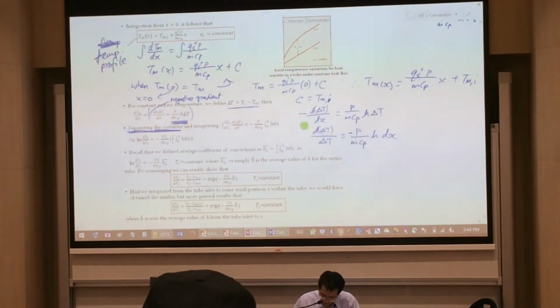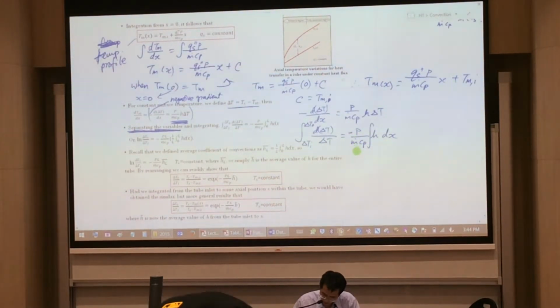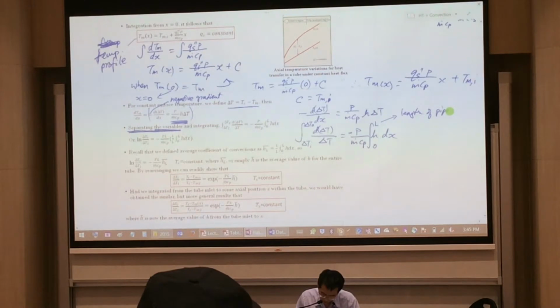What I'm going to do next is integrate both sides, from delta T i to delta T o. Over here, because P and m dot Cp are all constants, I can take them out of the integral. And I'll integrate h, the local heat transfer coefficient, from 0 to L, where L here refers to the length of the pipe. And that's how we got to this expression over there.